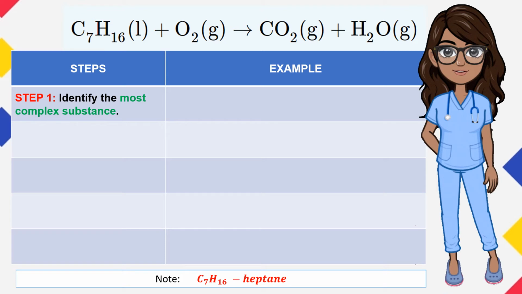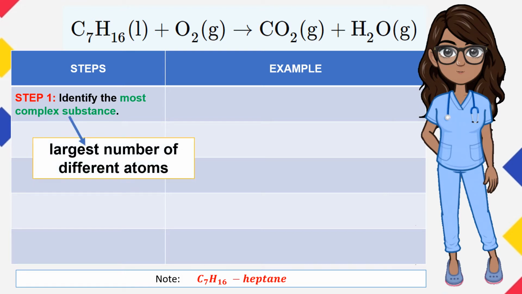Let's apply these steps. Balance the chemical equation for the combustion of heptane. Step 1 is to identify the most complex substance. So the most complex substance is the one with the largest number of different atoms, which is C7H16. We will assume initially that the final balanced chemical equation contains one molecule or formula unit of this substance.